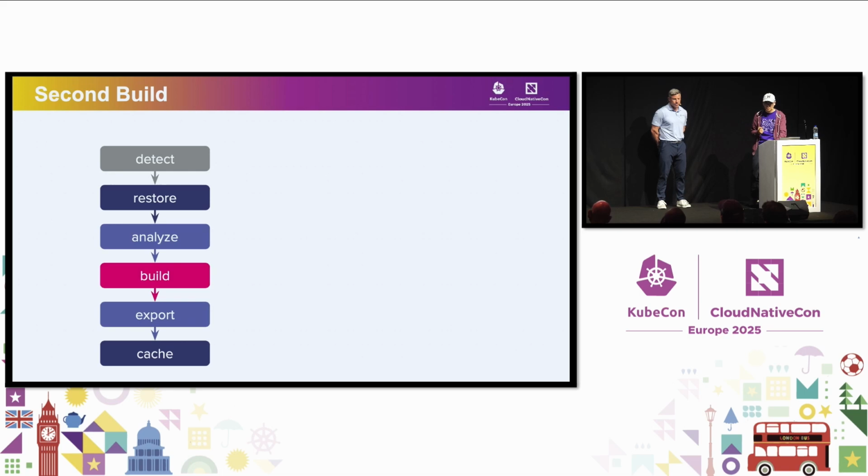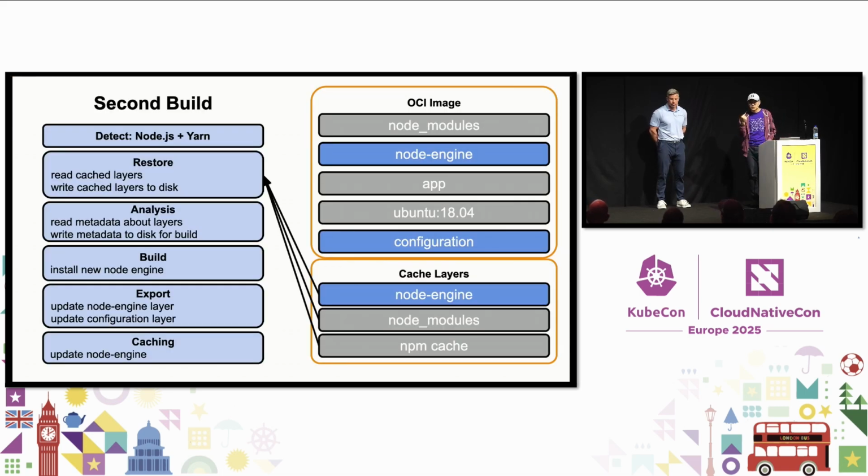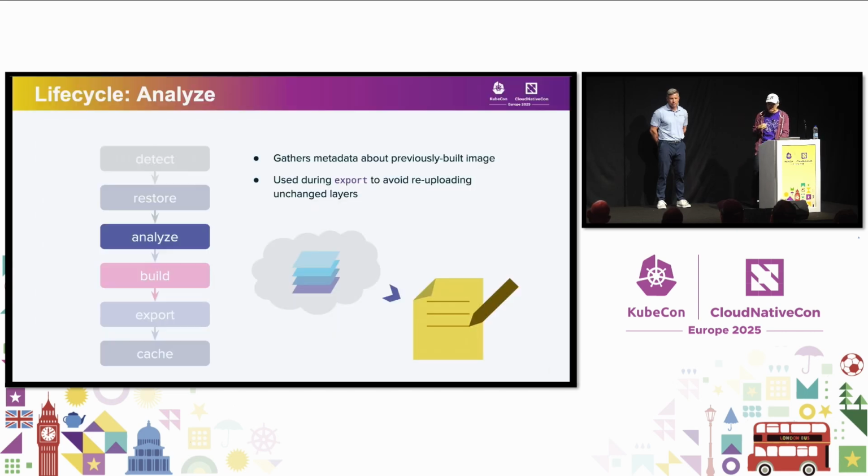If we go through a second build, we're going to do detect. Not going to talk much about it because it's going to look the same as the first build. Now we're going to actually get a restore. We're going to go through and restore all the cache layers, that bottom image from before, on what we need, right? Everything we can use on the second build, if it's available, we're going to restore on disk so we can use it on this next build.